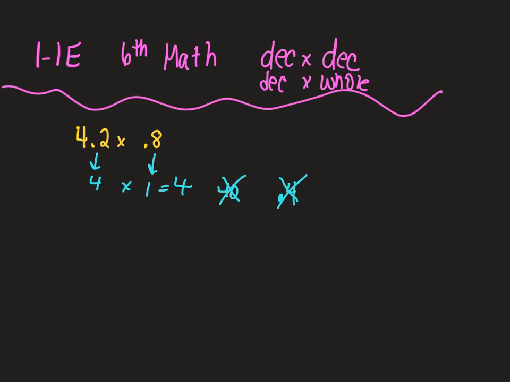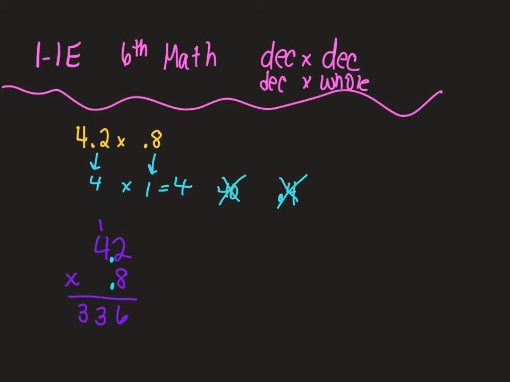So my first piece of advice is to forget about the decimals. Let's just pretend we had plain old 42 and 8. We don't, but let's just pretend that we did. 8 times 2 is 16, carry the 1. 8 times 4 is 32, plus 1 more is 33. Now let's stick the decimals back in. There is a decimal behind the 2 and behind the 8.